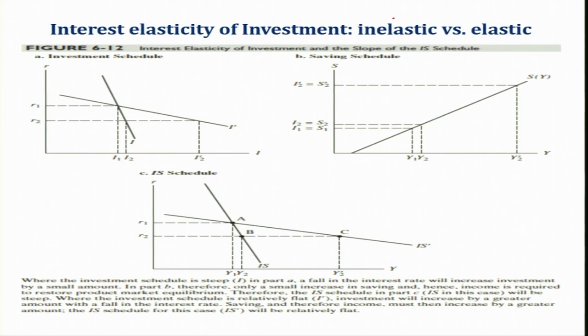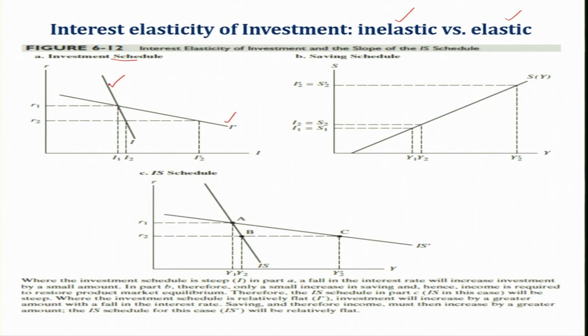Another case is, one case is it is very inelastic, and another case is it is highly elastic. So in this diagram, the investment schedule, that means this investment curve, is very steep, which means this is relatively inelastic, and this I1 curve is more elastic. So what does it mean?